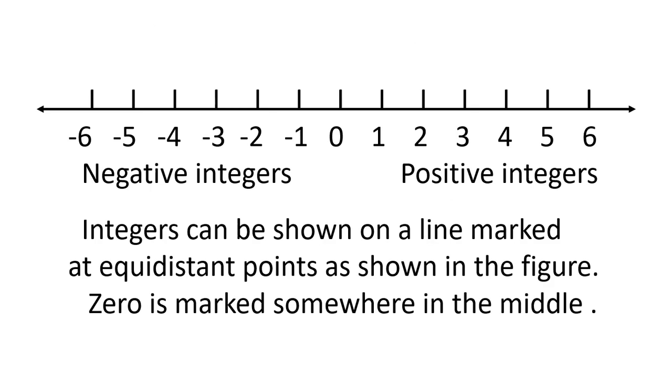Integers can be shown on a line marked at equidistant points. Equidistant means equally spaced. The distance between any 2 points is equal, as shown in the figure. 0 is marked somewhere in the middle. So 0 is an arbitrary point which can be approximately chosen anywhere on the line.